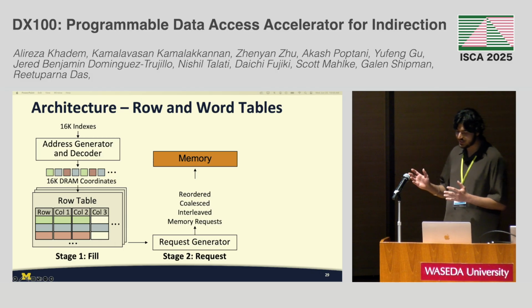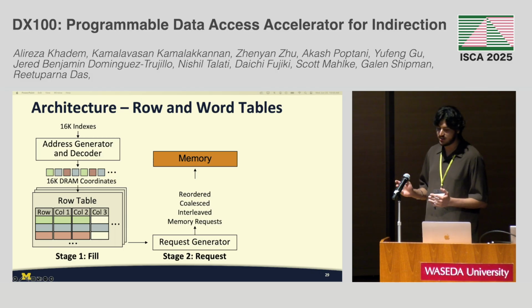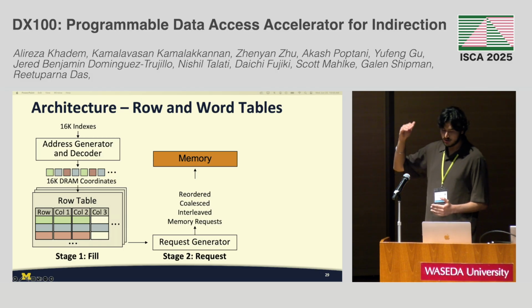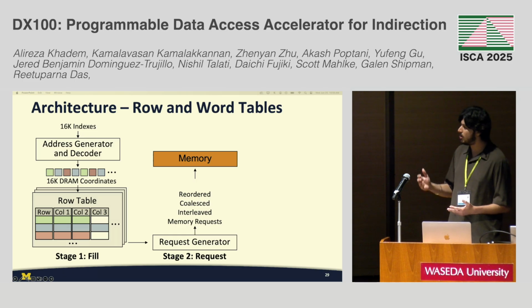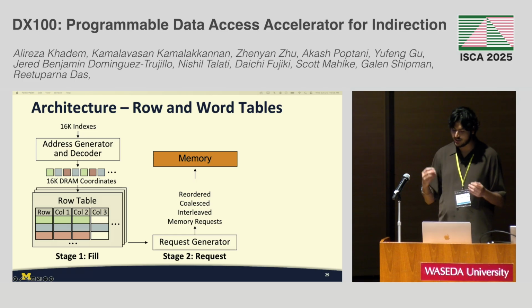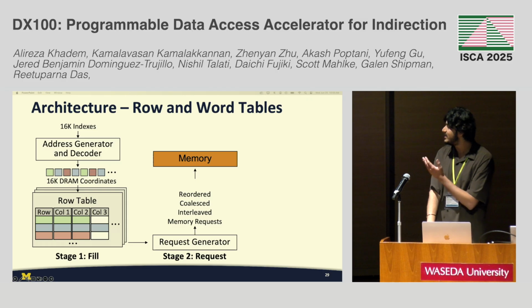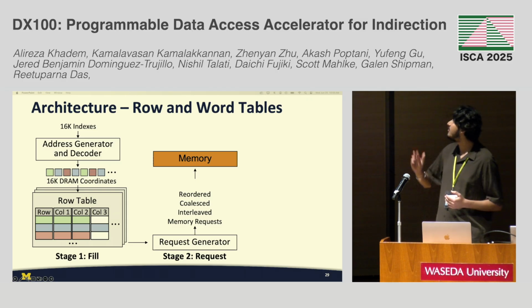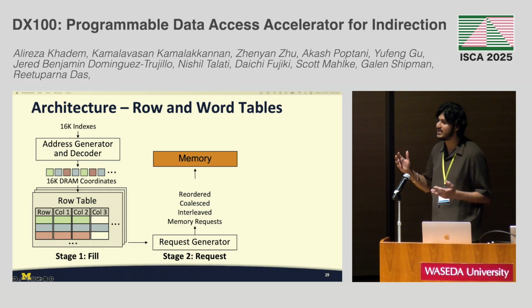In the request stage, the request generator traverses the row table row by row, and corresponding column accesses for each row are sent into the memory system after reordering, coalescing, and interleaving the memory requests.